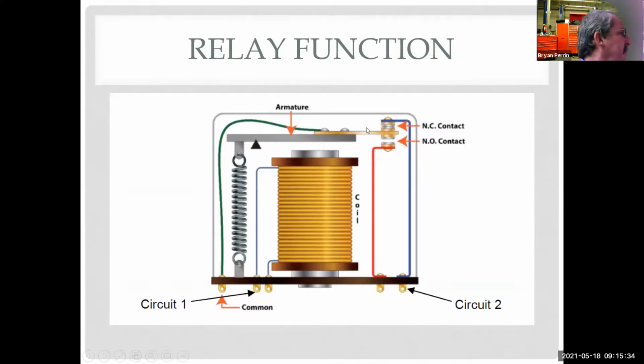Circuit 30 and 87 are the switch circuit. So we can see here, when I energize this electromagnetic field, we're going to pull the arm down. When we pull this down, we now come in contact with a normally open contact. Most relays do not have this blue part. All they have is the red.